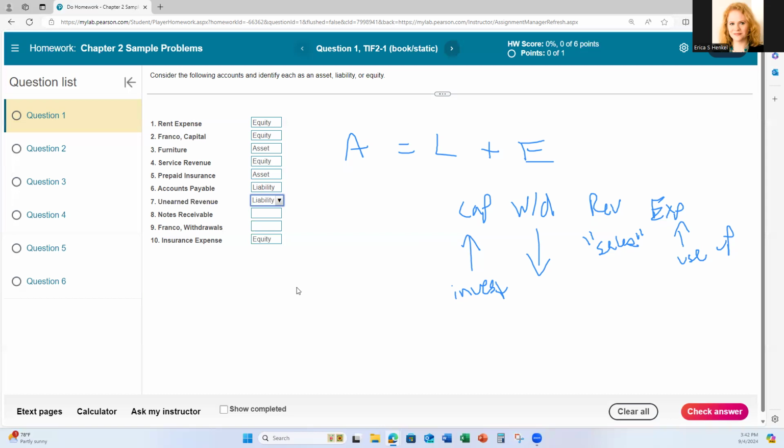Okay, notes receivable. I loaned someone else some money and I am owed that money, so that's going to be an asset. Someone owes me. Anytime you see receivable, that's typically going to be an asset, by the way. And then owner withdrawals. That's that capital withdrawal. Again, that would be equity. All right, so that is problem number 1.